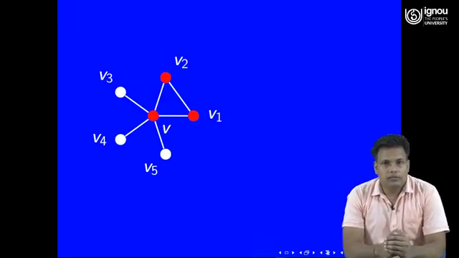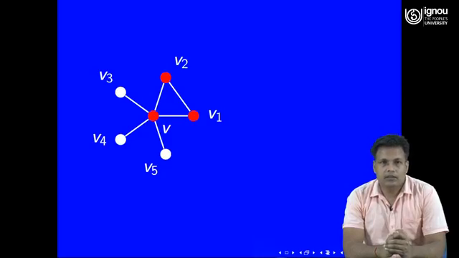For example, let's look at this graph. The vertices shown in red are pairwise adjacent to each other, and hence they form a clique. On the other hand, if you look at the vertices, say V3 and V5, then you can see that they are not adjacent, and in fact V3, V4, V5 are pairwise non-adjacent, and hence V3, V4, V5 form an independent set.